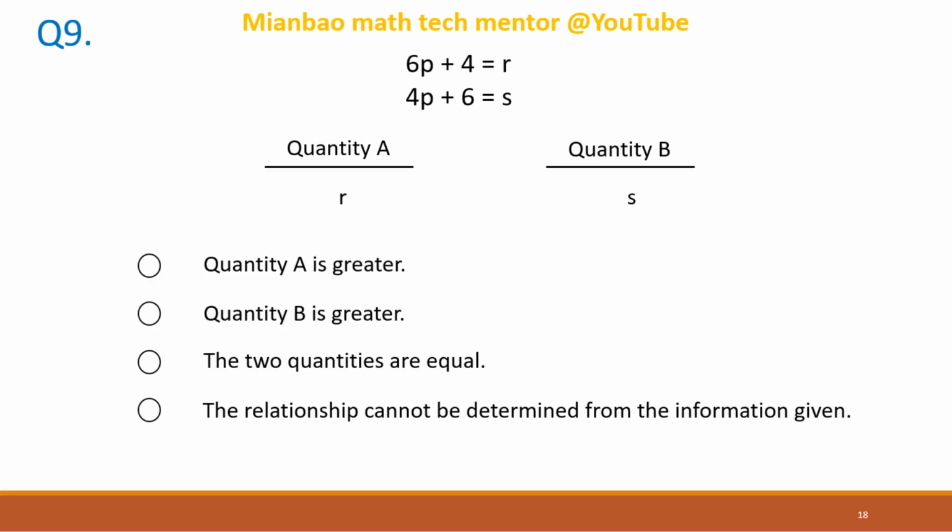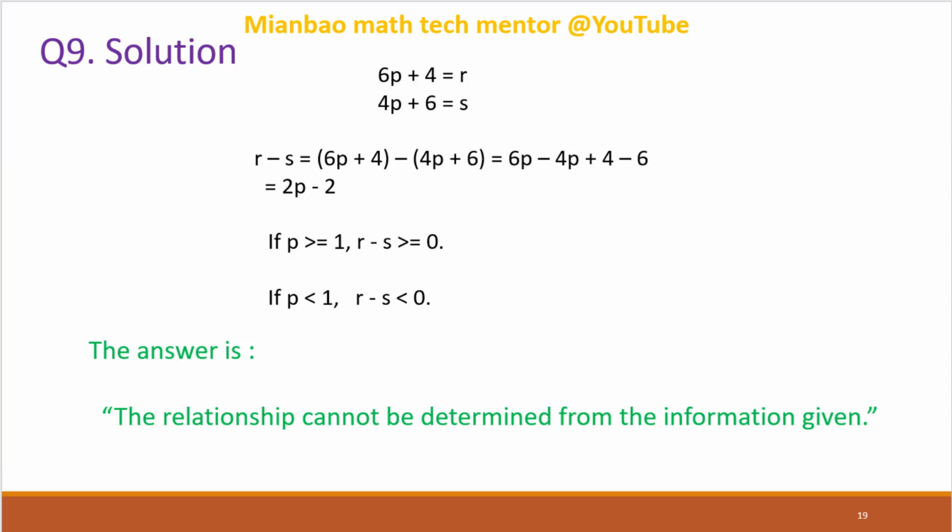Question 9. Which of the following answers is correct? Quantity A is greater, or quantity B is larger, or the two quantities A and B are equal, or the relationship cannot be determined from the information given. 6p plus 4 equals R. 4p plus 6 equals S. R minus S equals 2p minus 2. If p is greater than or equal to 1, R minus S is greater than or equal to 0. If p is less than 1, R minus S is less than 0. The answer is the relationship cannot be determined from the information given.